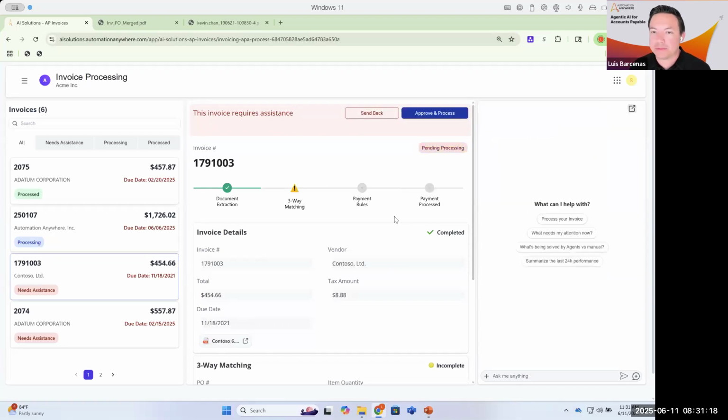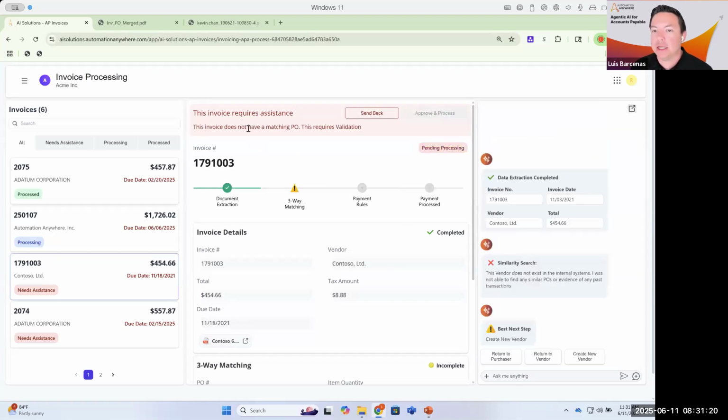If I look at another example, right? In this case, this is an invoice that does not have a matching PO, right? This is a very common scenario, right? As you mentioned on the poll.